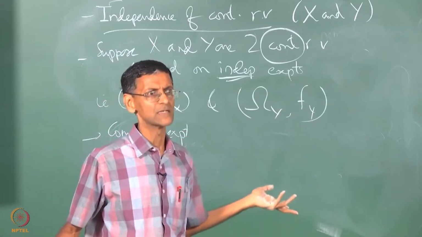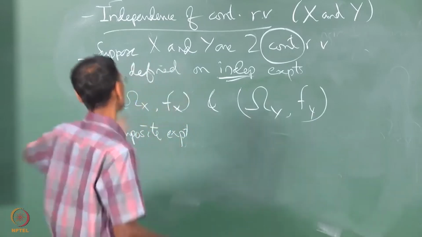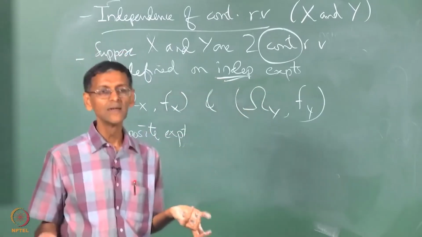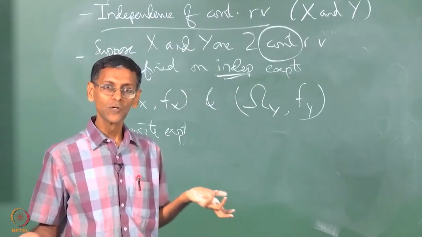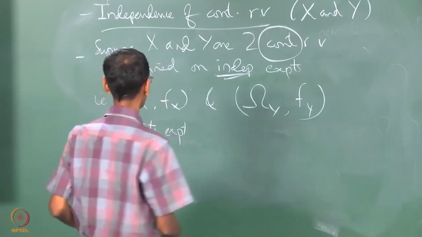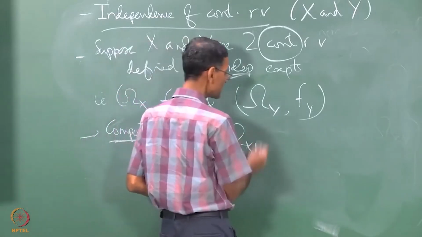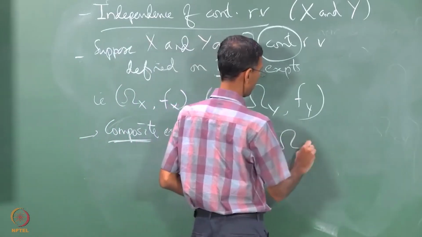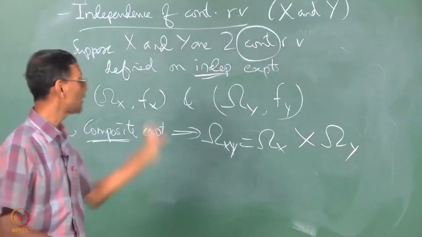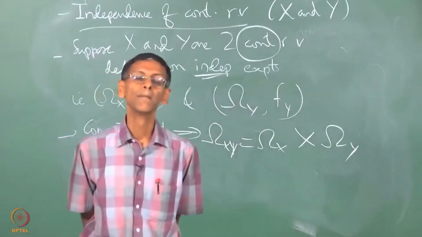Just like in the discrete case, no difference, except that if you look at all the possible values of omega x and omega y taken together, what is omega xy? It has to be the Cartesian product of omega x and omega y. So which automatically implies that for the composite experiment, omega xy is always omega x cross omega y, the Cartesian product. Every possible combination will feature in omega xy.